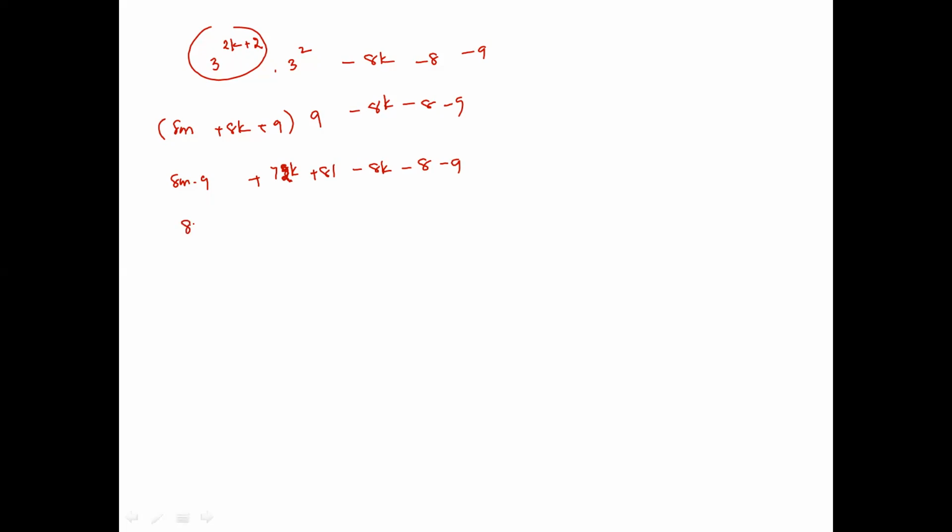So that is, I will have 8m into 9, 72k minus 8k, 64k, 81 minus 8, 73. 73 minus 9, 64. I will pull out 8: 9m plus 8k plus 8. It is a multiple of 8.